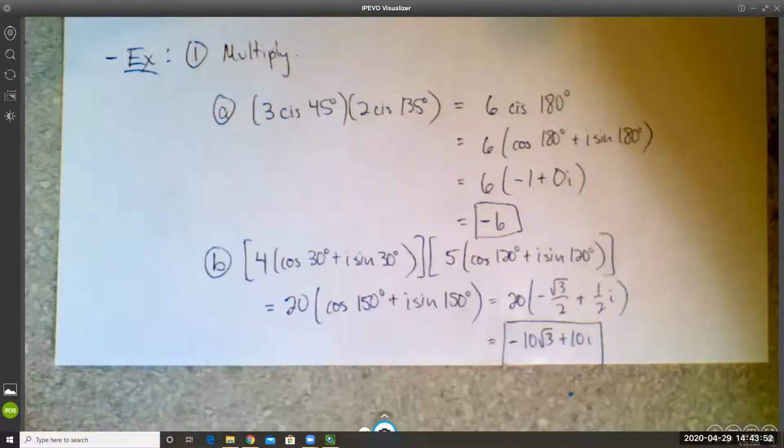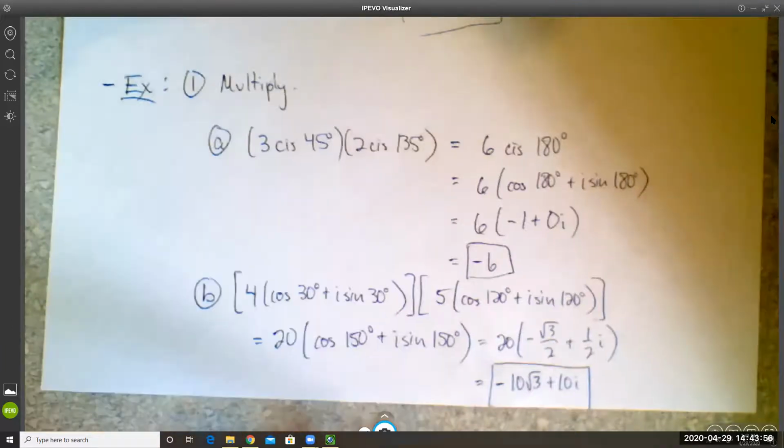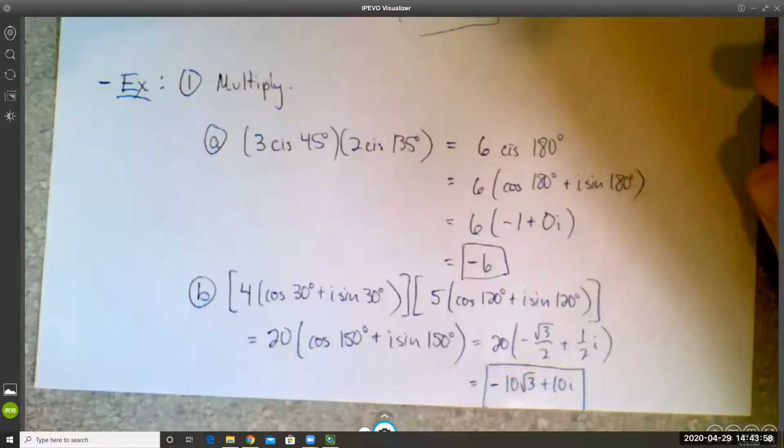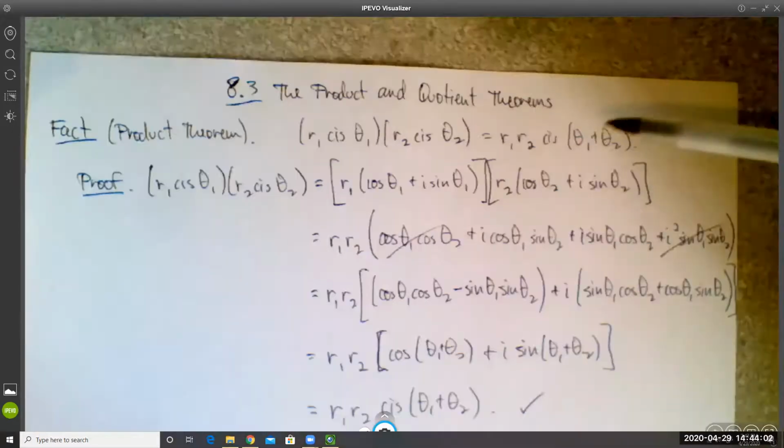And that's that, right? So that's how the product rule works. It's really pretty nice. The quotient rule is very similar to this. Okay, so here's what the quotient rule looks like.